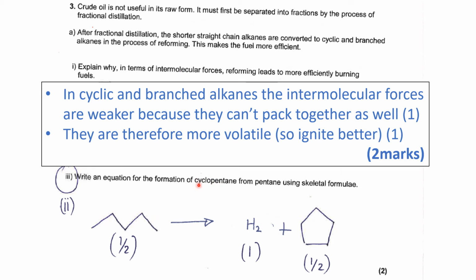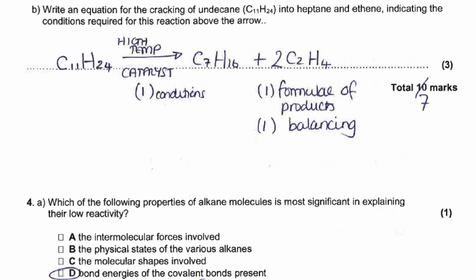Here you have the formation of cyclopentane, which you draw here from pentane, using skeletal formula, and then you just need to remember that hydrogen is also the other product. Here for cracking of decane, two conditions are high temperature and catalysts. You have to include those. It tells you heptane and ethane.